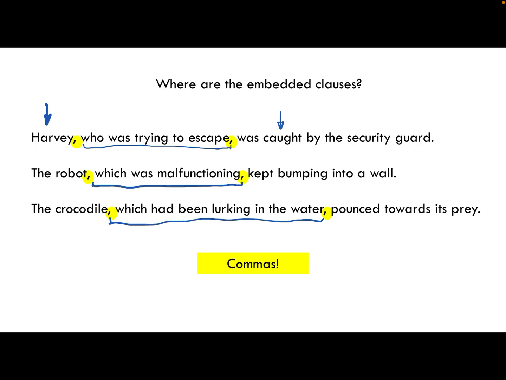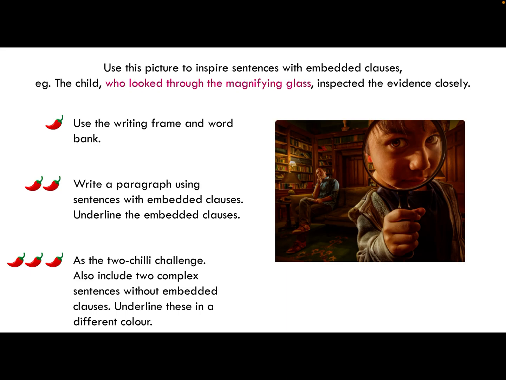There we go. So your task today is, we've got a picture here. I want you to use the picture to inspire sentences with embedded clauses. So for example, the child who looked through the magnifying glass inspected the evidence closely. To me that looks like a little escape room. I enjoy escape rooms, nice and fun. I think there's some designed for children nowadays.